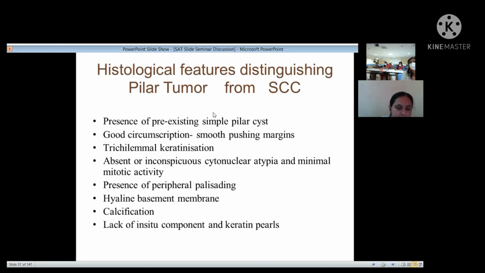So what are the clues to differentiate it from SCC? If the pilar tumor is arising from a pilar cyst, then our job is very easy. These pilar tumors have very good circumscription and pushing margins, and they do show tricholemmal keratinization, which is an important feature. Atypia, if at all present, is very minimal, and there will be peripheral palisading in these tumors. As I said, if we are lucky, we can find a hyaline basement membrane. Calcification is a clue towards pilar differentiation, and there is a lack of the in situ component and keratin pearls, as we see in SCC. So these are some of the clues.